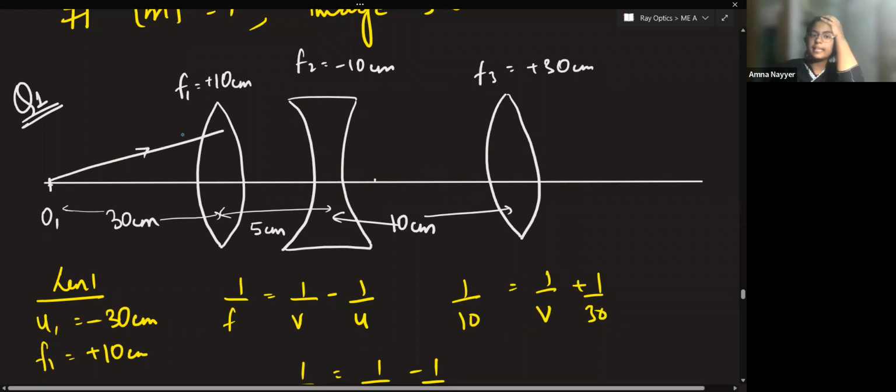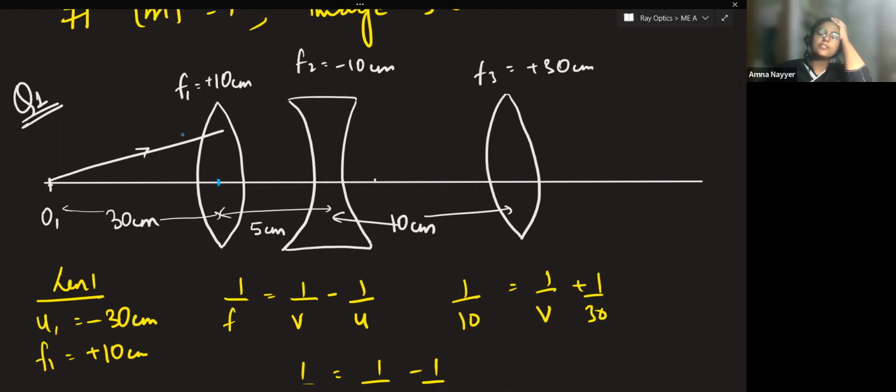Sneha, from this lens at a distance of 15 centimeter, image is formed. So see, look at the lens, where should the image be formed? Sneha? Yes, Khalid.